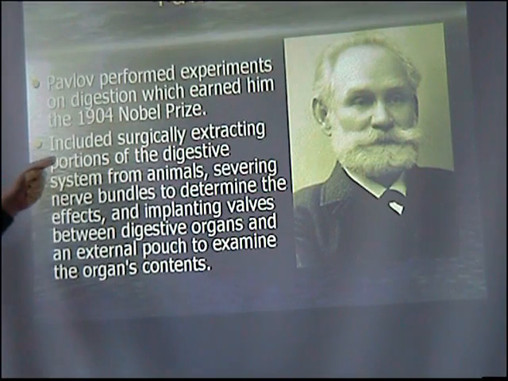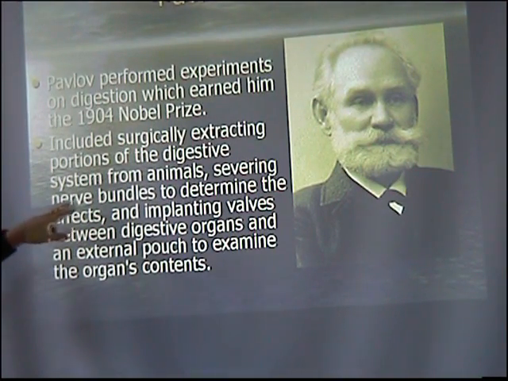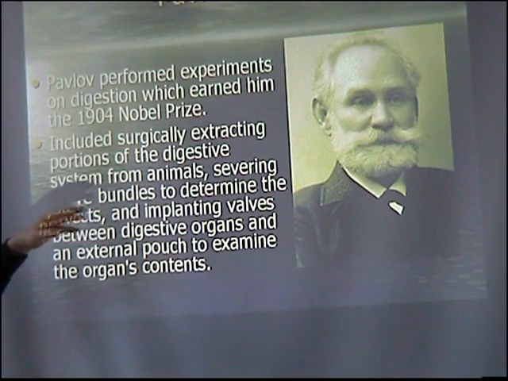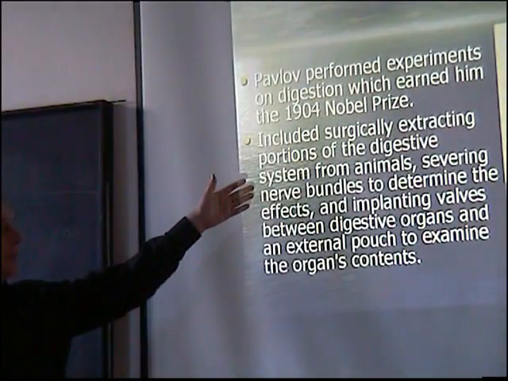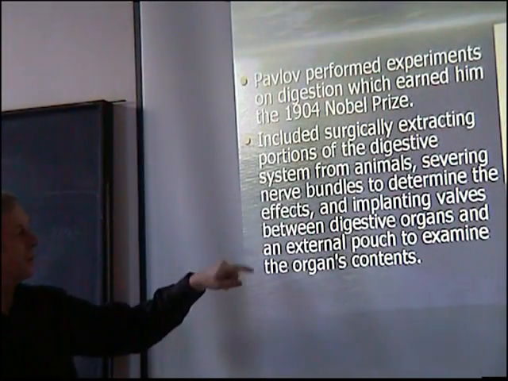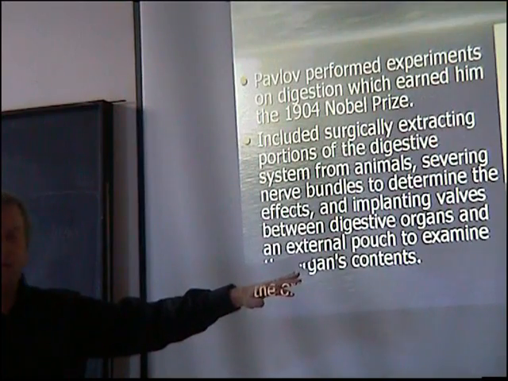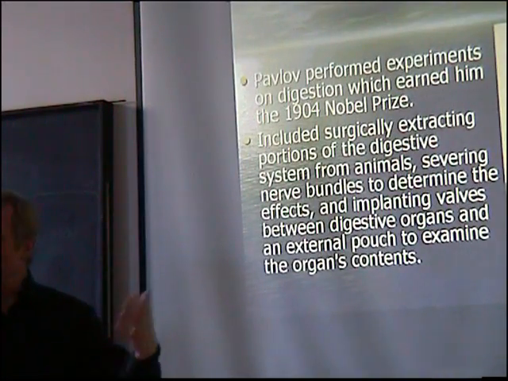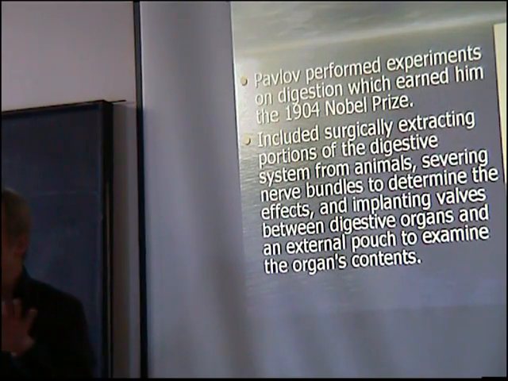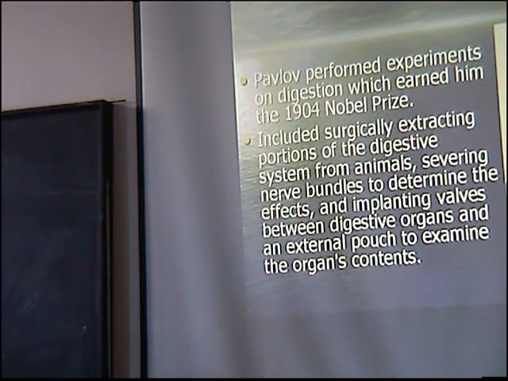So things he did: he took out portions of the digestive system from animals, mostly dogs, but he was working on anything he could get hold of, really. He cut nerve bundles to see what that would stop happening or cause happening, and then found the effects. He put valves between the digestive organs and out to an external pouch, so he could see what was actually coming out. So he rerouted the digestive method. The animal would eat, but it wouldn't actually go into the animal's stomach. It would go out somewhere different.